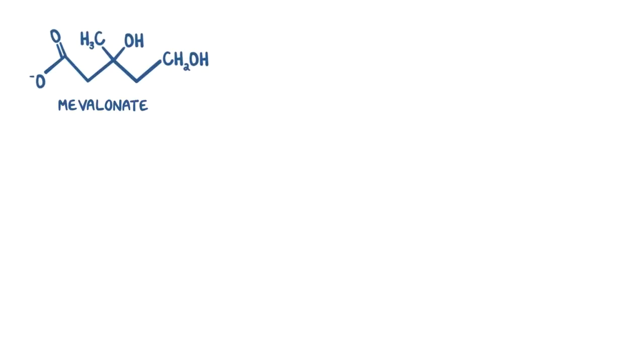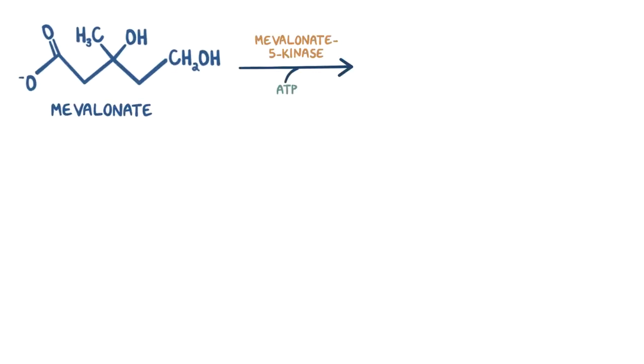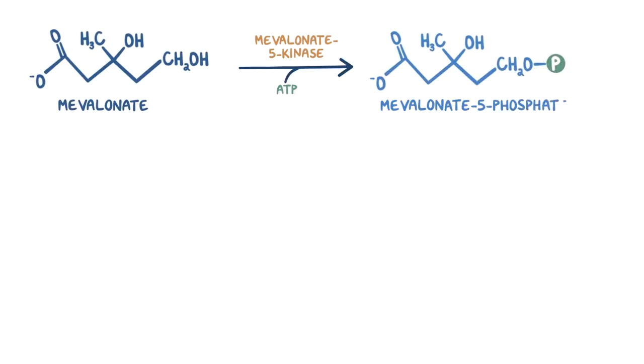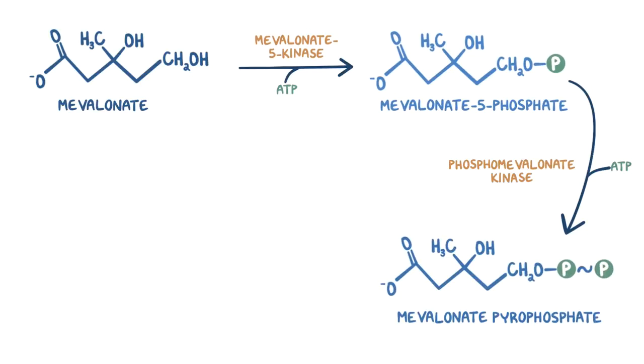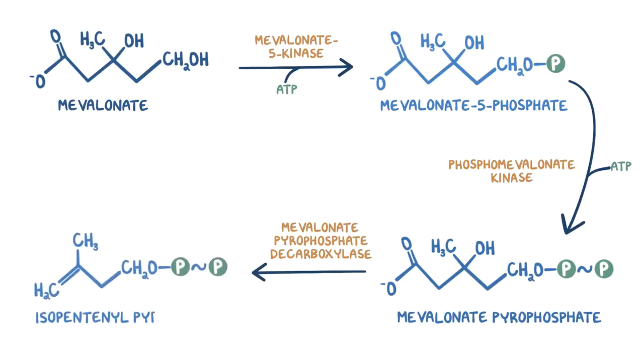Once HMG-CoA reductase has made the 6-carbon mevalonate, it then undergoes a number of additional enzyme-mediated transformations before it becomes cholesterol. First, the enzyme mevalonate 5 kinase uses adenosine triphosphate, or ATP, to phosphorylate mevalonate, creating mevalonate 5-phosphate. Then phosphomevalonate kinase uses another ATP to phosphorylate mevalonate 5-phosphate, making mevalonate pyrophosphate. Finally, mevalonate pyrophosphate decarboxylase removes a carboxyl group from it, forming a 5-carbon molecule called isopentenyl pyrophosphate.